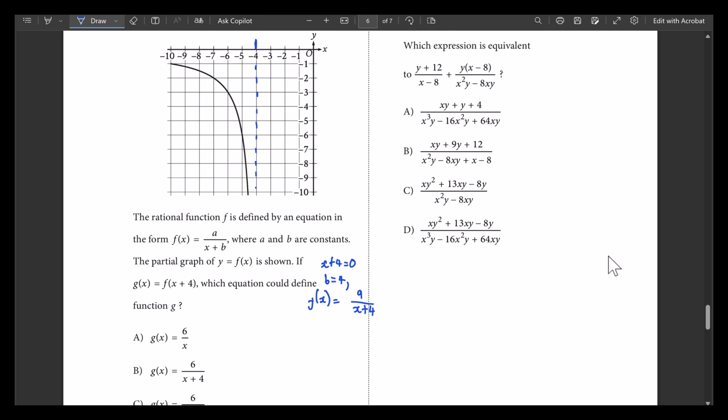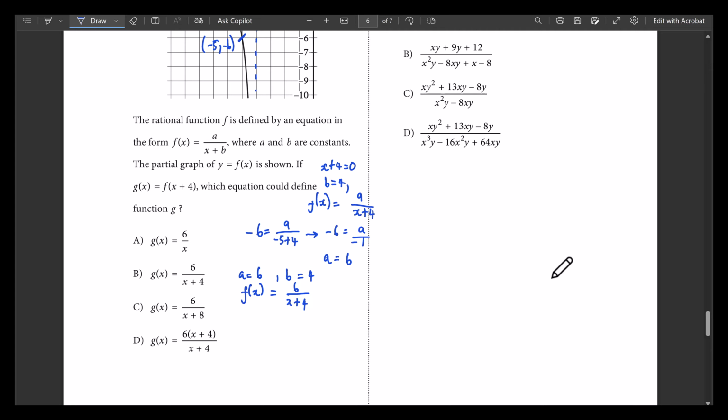Using the point negative 5 and negative 6, which is this point right here, the point that the graph of f of x passes through, to find a, we get negative 6 is equal to a over negative 5, which is our x value, plus 4. So negative 6 is equal to a over negative 1, meaning that our a is equal to 6. Now we have a is equal to 6 and b is equal to 4. The function f of x is equal to 6 over x plus 4.